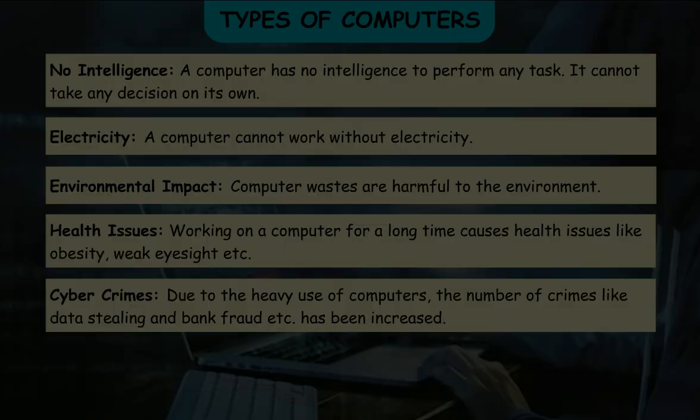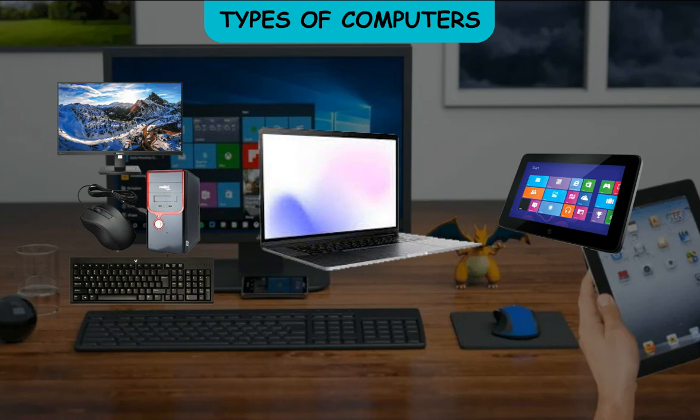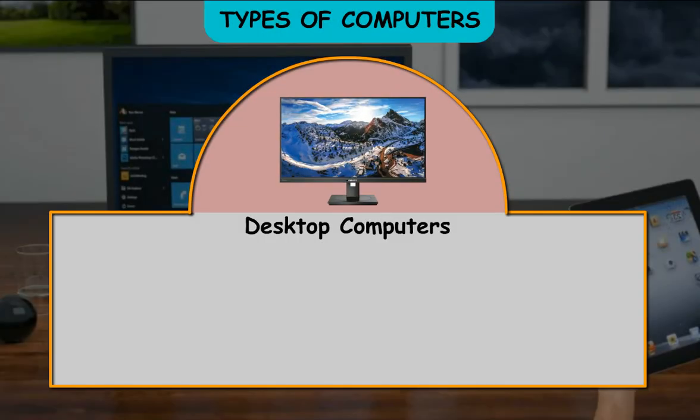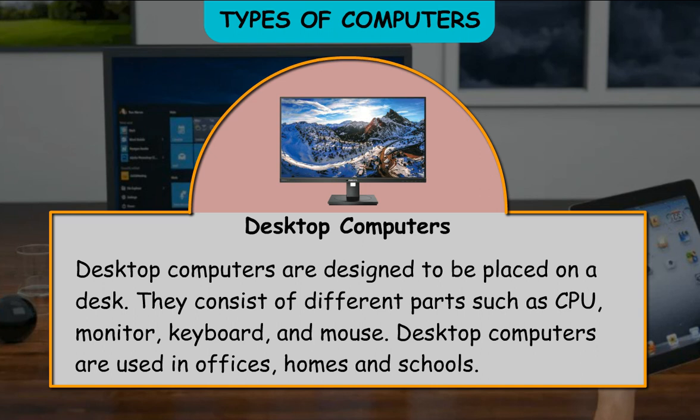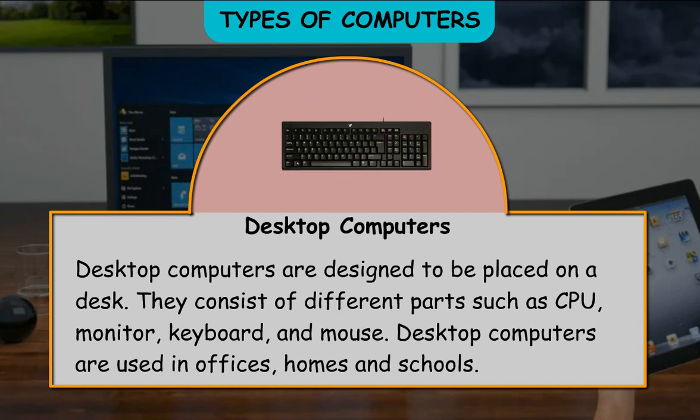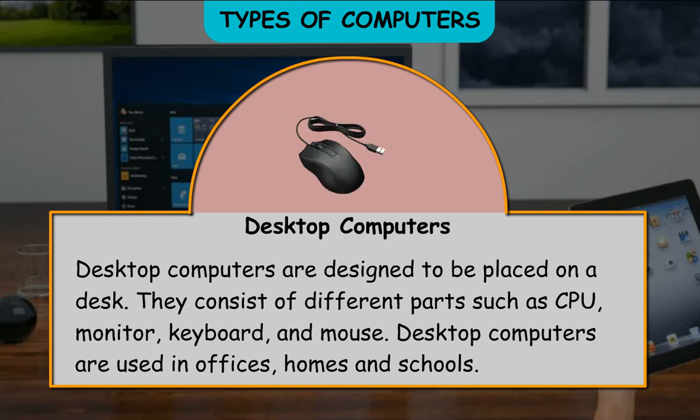Types of computers. There are many types of computers available today. They come in different shapes and sizes. Some of them are described below. Desktop computers. Desktop computers are designed to be placed on a desk. They consist of different parts such as CPU, monitor, keyboard, and mouse. Desktop computers are used in offices, homes, and schools.